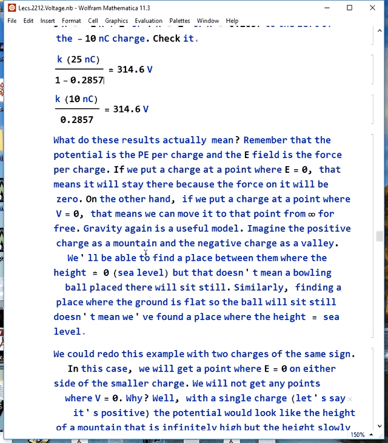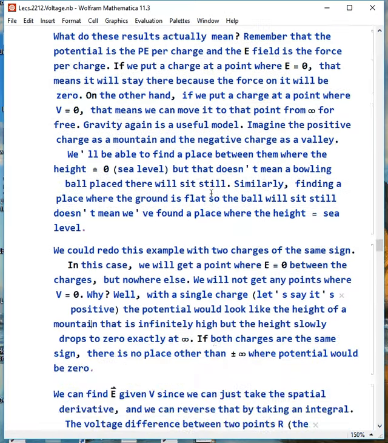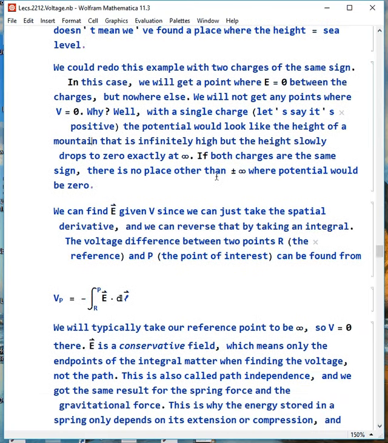And again, gravity is a useful model. We can think of the positive charge like a mountain and the negative charge like a valley. We can find a place between them where the height is 0, which would be sea level, but that doesn't mean we could place a bowling ball there and expect it to sit still. Similarly, if we find a place where the ground is flat so the ball sits still, that does not mean we're at sea level.